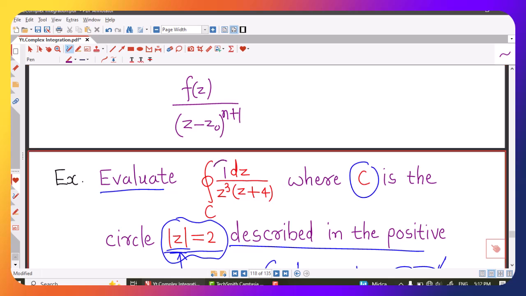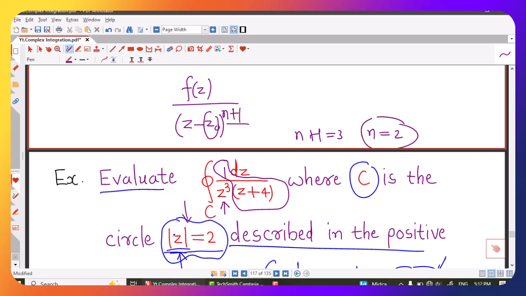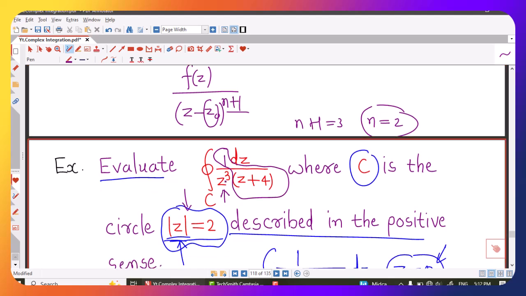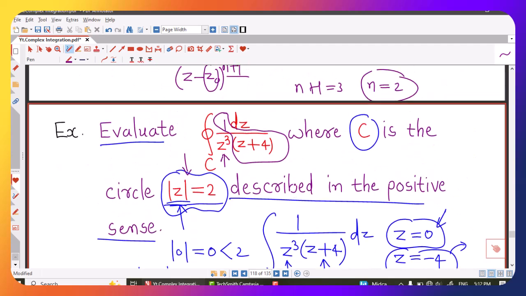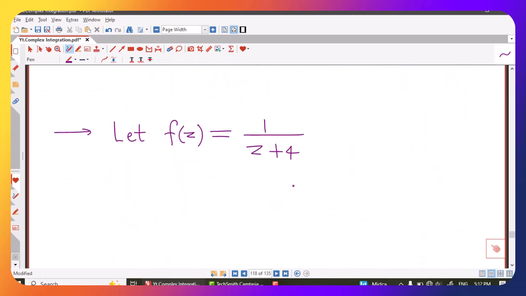So here we find that if we take f of z equal to 1 divided by z plus 4, then it is analytic everywhere inside and on this simple closed contour, and we have z0 equal to 0 and n plus 1 equal to 3, that is n equal to 2. So we have to consider the second order derivative of this function 1 over z plus 4, and we have to write all these things systematically. We first write down f of z is equal to 1 divided by z plus 4, and we first calculate the first two derivatives of this function.